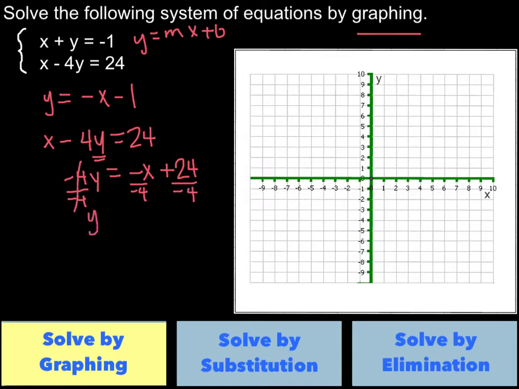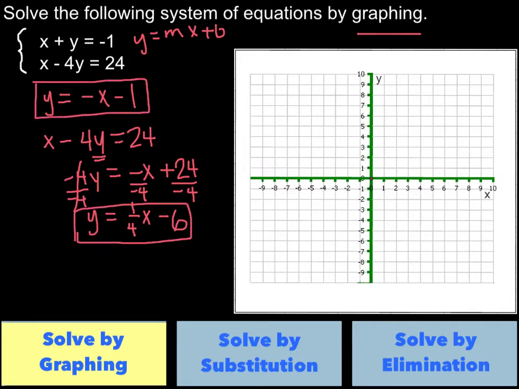And then so that's y equals, now a negative over a negative is positive, and the coefficient in front of x is really 1. So this is really 1/4 x. And then positive 24 over negative 4 is negative 6. So these are the two lines that I'm going to graph.